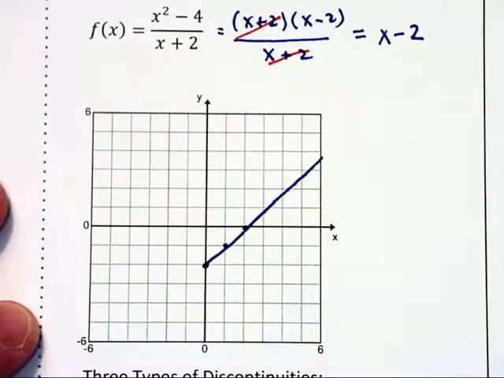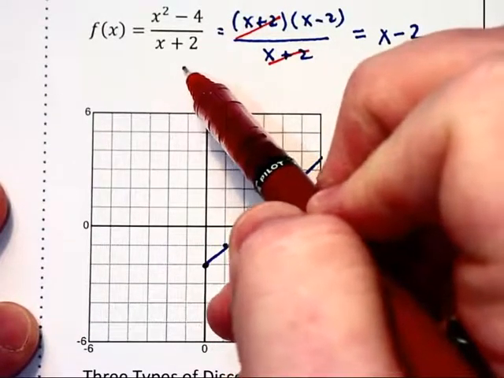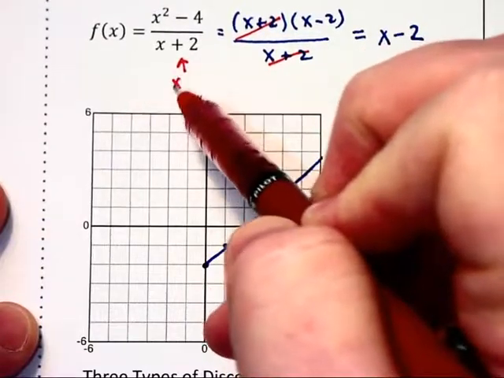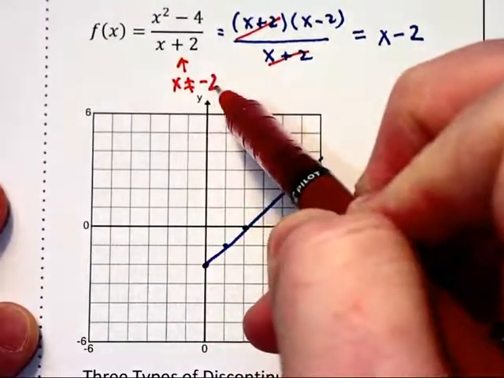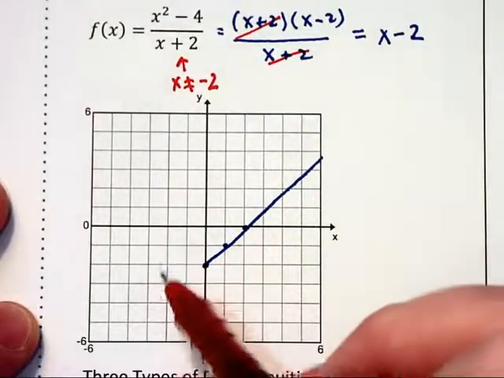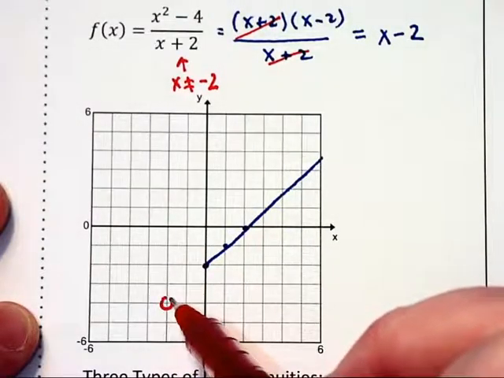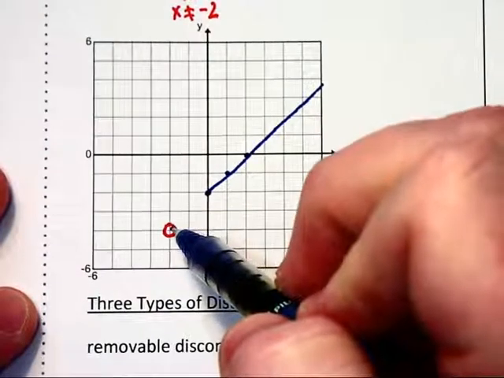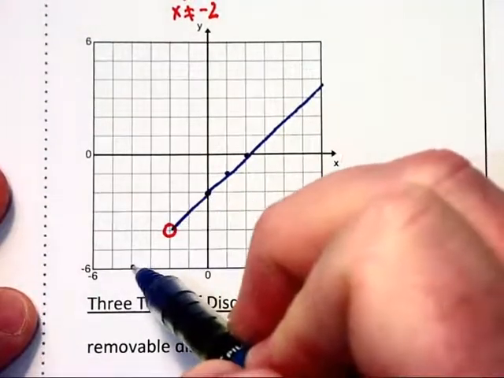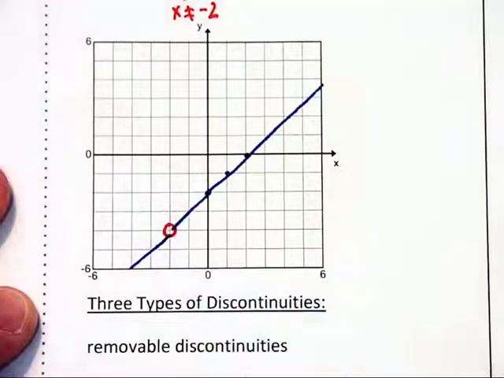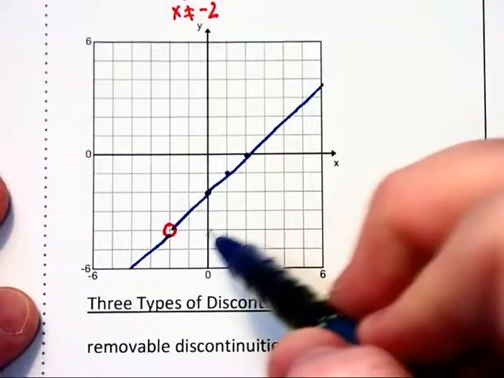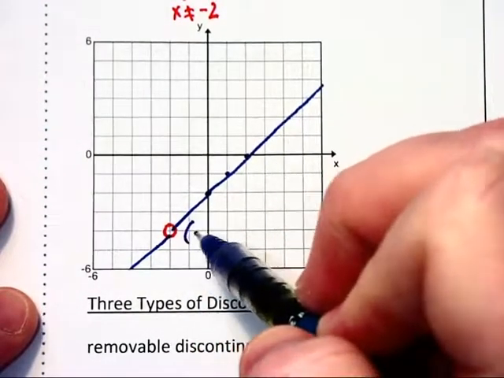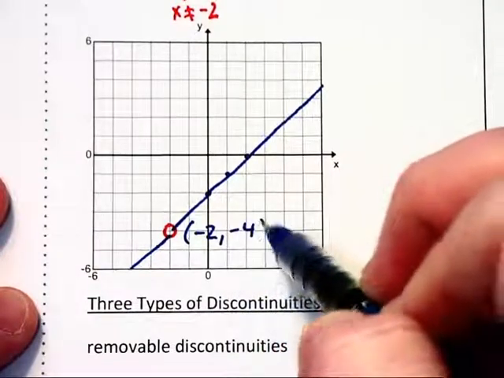However, if you go back to the original problem, you see that -2 is not part of the domain. And so at -2, we cannot have our graph, and we need to draw in an open circle there. And so basically, the graph of this function is that of a line with a hole removed. And there's a hole there at -2, -4.